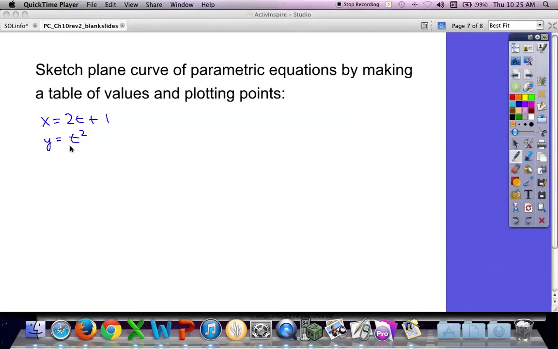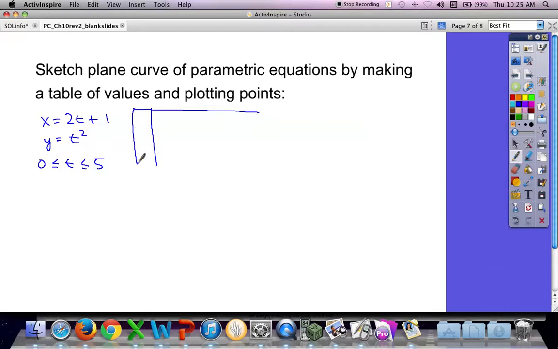So in order to sketch the plane curve, we need to find the values of x and y, because in the end, that's what goes on the xy coordinate plane. We need to know the coordinates. You can make yourself a table of values, or usually if you get this kind of a problem, it's going to tell you to use the t values from 0 to 5. So you would make yourself a table with t, x, and y: 0, 1, 2, 3, 4, 5.